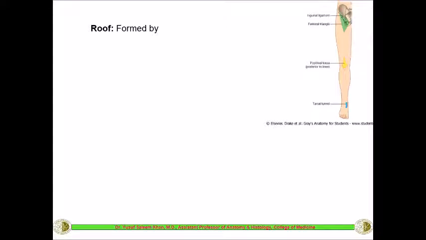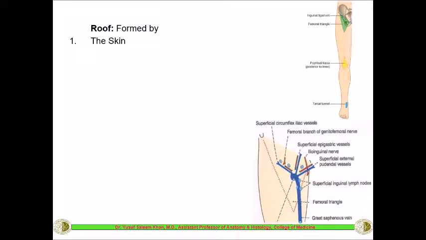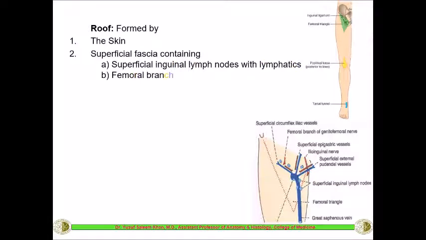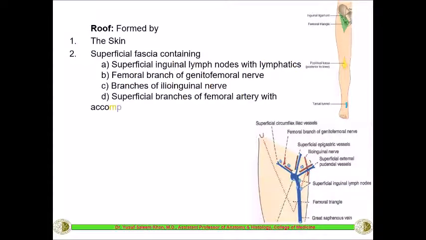Roof is formed by the skin, then the superficial fascia. As you know, as soon as you reflect the skin, then you see the superficial fascia. Here in this superficial fascia, it is important because there are some very important contents. One is the superficial group of inguinal lymph nodes. So here is the inguinal ligament, and around that there are superficial inguinal group of lymph nodes.